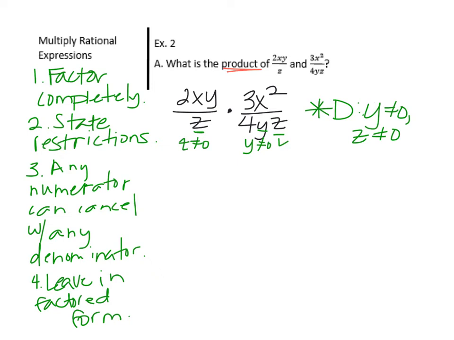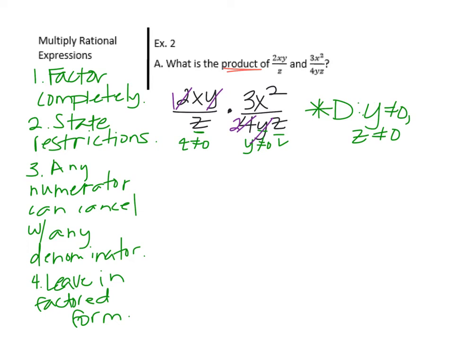So let's see what we can do here. I see this 2 and this 4. They can reduce by a factor of 2. 2 cancels itself out and 2 goes into 4 twice. What else do we have here? I see this y and this y, but we still keep our restriction in our denominator.